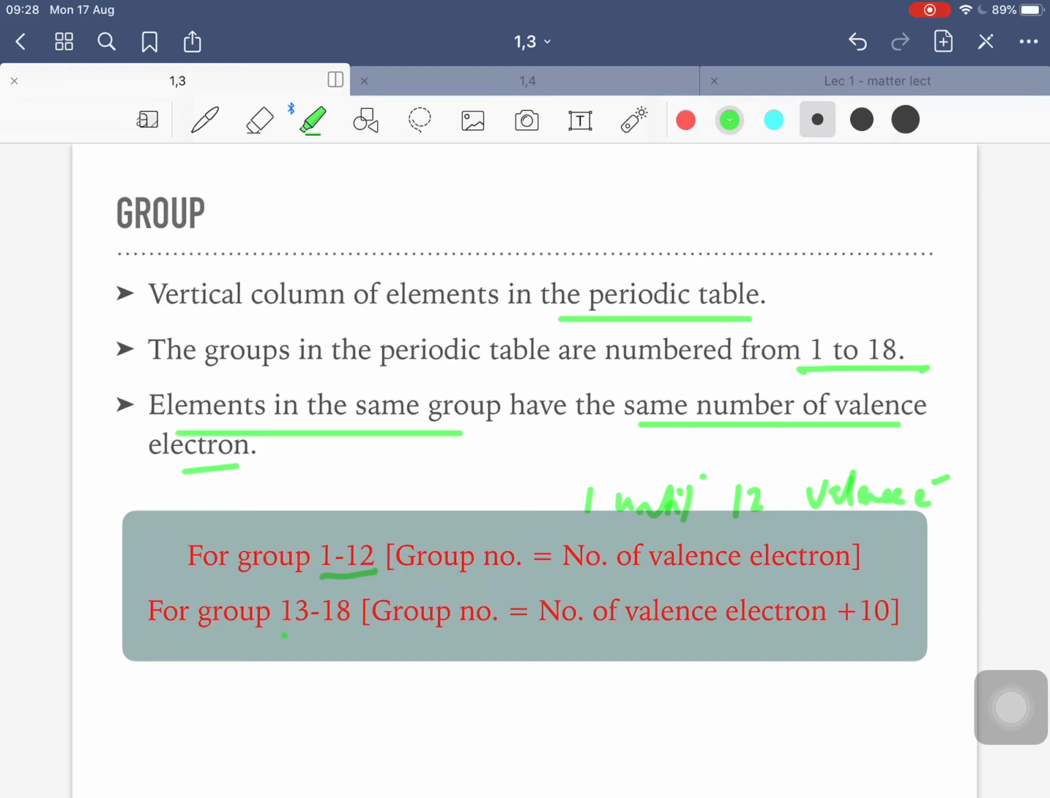For elements in groups 13 to 18, the group number is actually the number of valence electrons plus 10. Let's say in group 13, the valence electron is 3, so you have to add 10. We will discuss this further in the chapter on the periodic table later on.